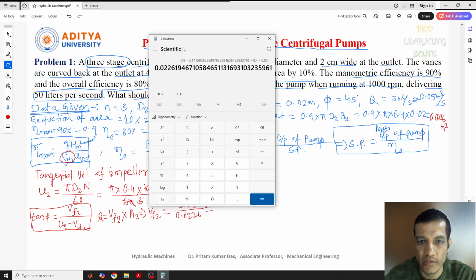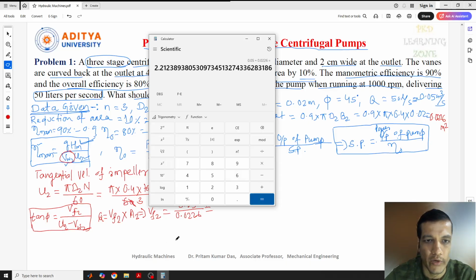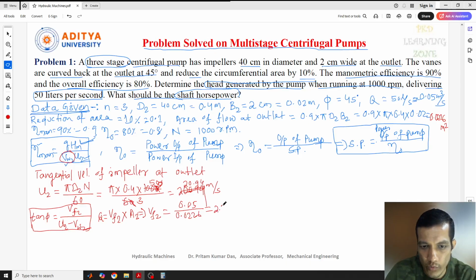So let me do this: 0.05 divided by 0.0226 gives 2.212. This is our value, 2.212 meter per second. This is our flow velocity at the outlet condition. So the second thing we got.